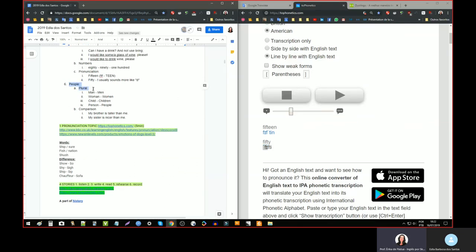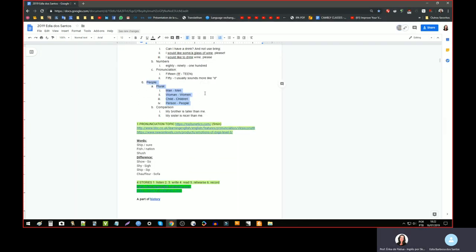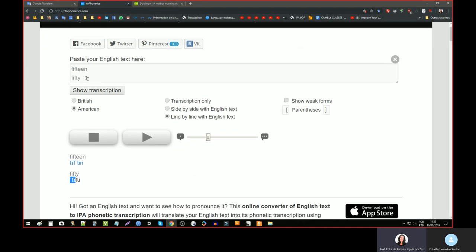And people. People has a difference in the plural, because a man is the singular, and the plural is men. Okay. A woman, women, child, children, person and people. Yeah, this one here, again. A woman. Just to make sure, let me put it here, because I think it's better when we see the symbol.